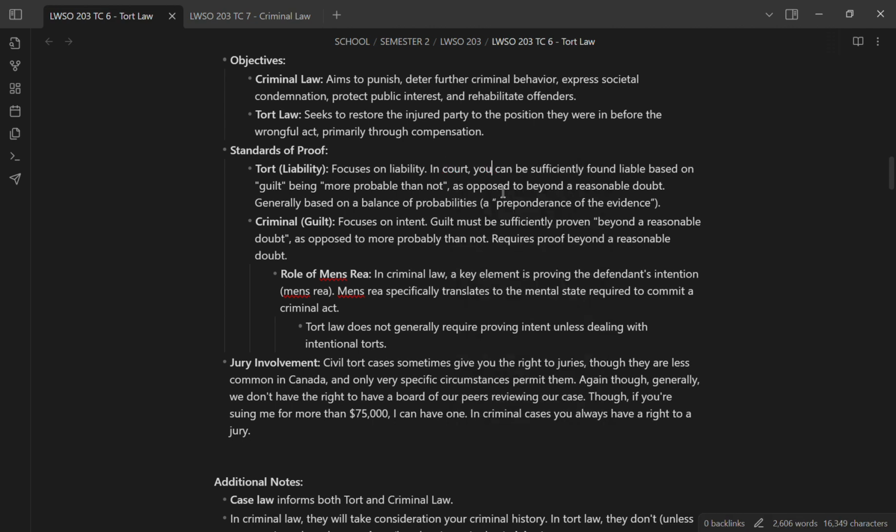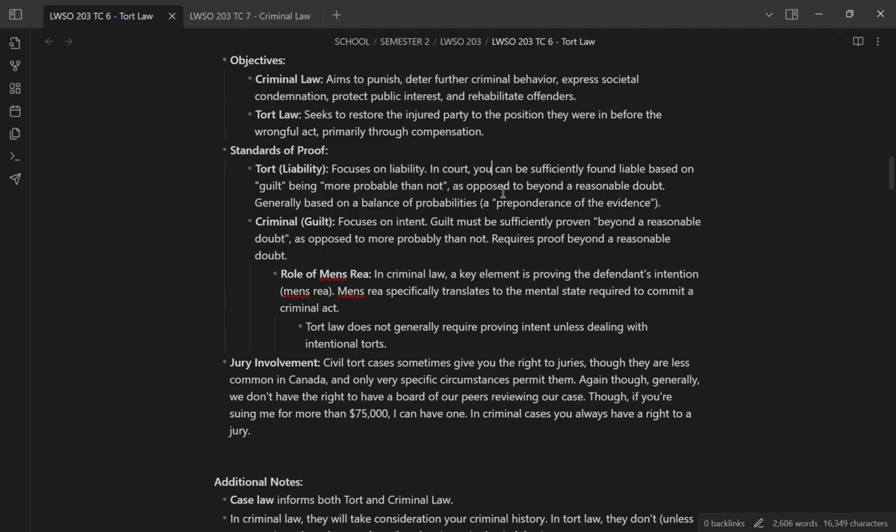So in criminal law, it's focusing on intent, and guilt must be sufficiently proven, specifically beyond a reasonable doubt, while in tort law, it's more probably than not. So that's when we get into liability as opposed to explicit intent. Tort is generally based on a balance of probabilities or the preponderance of the evidence, while again criminal law requires proof beyond a reasonable doubt.